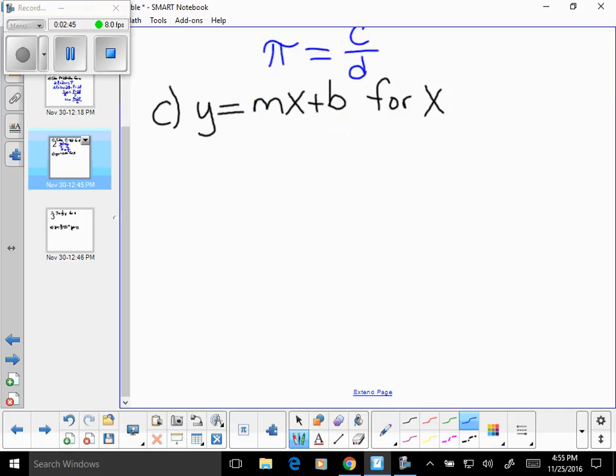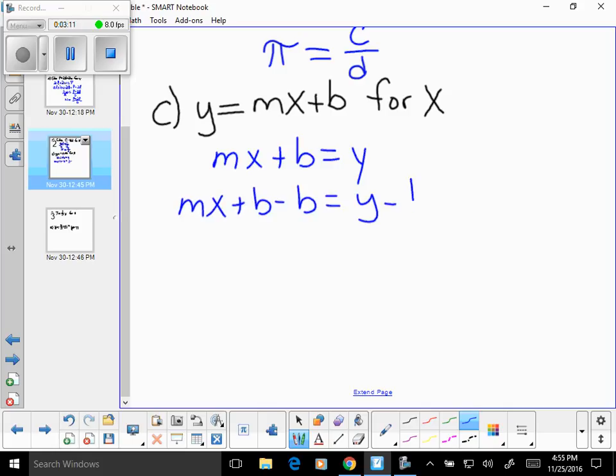The formula for C should look very familiar. It is our slope-intercept format for a line. Now again, let's rewrite it. mx plus b equals y. We want the x, so we look at the left side. The first thing we don't want is b, so we're going to subtract that. Remember that you cannot do 2 operations in one step. So we're going to subtract the b from both sides. That will leave me with mx equals y minus b.